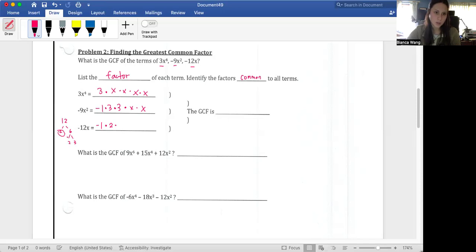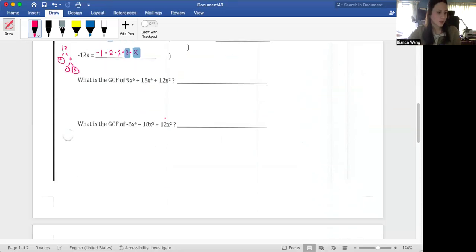So 2 times 2 times 3, I'm going to circle these, are the primes. 2 times 2 times 3 times x. All right. Now I'm going to get a highlighter here, and I'm going to identify all the common factors amongst all 3 monomials. So I've got a 3 showing up here, a 3 showing up here, a 3 showing up here. And then I have an x showing up here, an x showing up here, an x showing up here. All of them have in common 3 times x. So what we identify as the greatest common factor is 3x. So you're looking at the factors that are common to all the terms. All the terms have in common 1 multiple of 3 and 1x.